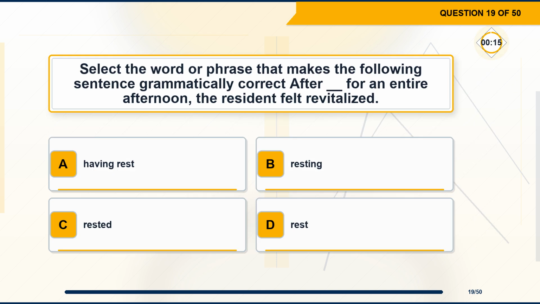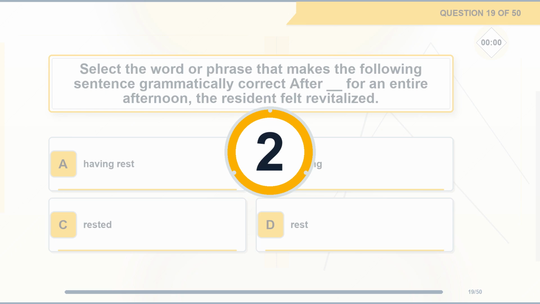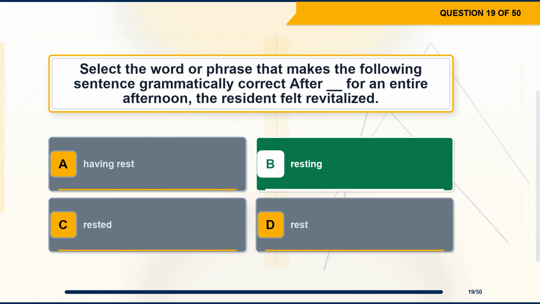Question 19. Select the word or phrase that makes the following sentence grammatically correct after blank. For an entire afternoon, the resident felt revitalized. Option A, having rest. Option B, resting. Option C, rested. Option D, rest. The correct answer is option B, resting.